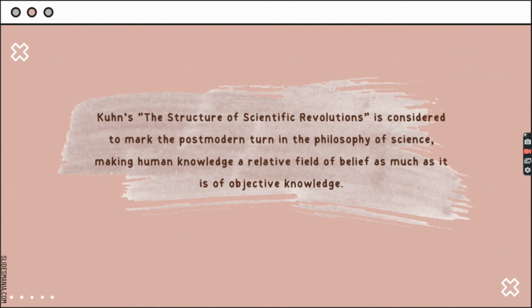Kuhn's The Structure of Scientific Revolutions is considered to mark the postmodern turn in the philosophy of science, making human knowledge a relative field of belief as much as it is of objective knowledge.